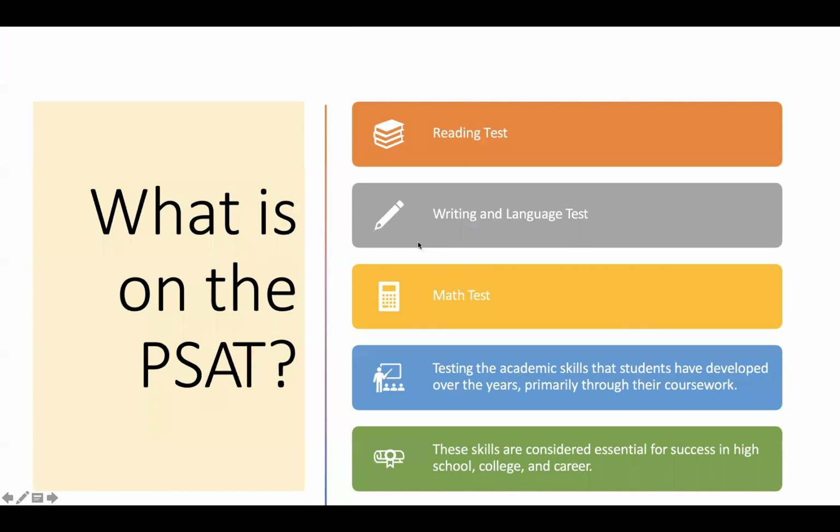So what's on the PSAT? Well, you have the reading, and then you have the writing and language test, and then you have the math section. So there's 3 main sections. They're testing your academic skills that you've developed primarily through classes, through coursework. And these skills are the same skills that people have already identified as the key to success in high school, in your college, and in your career. In other words, a lot of the stuff that you're being tested on the PSAT is stuff that automatically is in the curriculum at school.